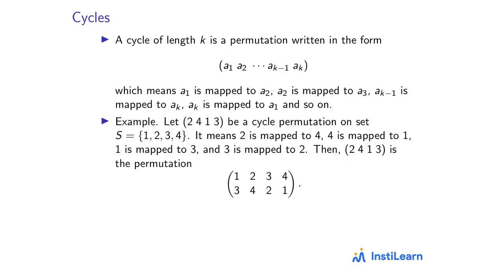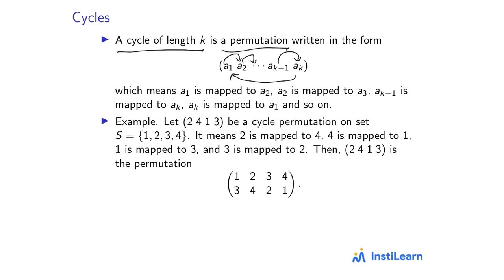So let's define a cycle. A cycle of length k is a permutation, and we write it like this. There are k symbols a1, a2, till a(k-1), ak, and what it means is that under this permutation a1 is mapped to a2, a2 is mapped to a3, and then a(k-1) is mapped to ak, and then ak is mapped to a1, so it comes back to a1. That's what we mean by cyclic.